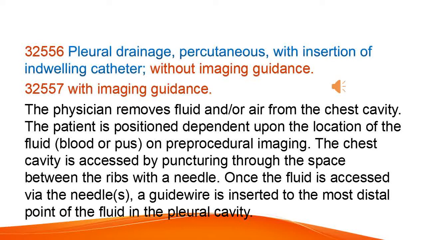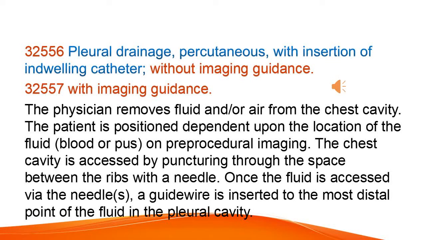Pleural drainage, percutaneous, with insertion of indwelling catheter, without imaging guidance. With imaging guidance, the physician removes fluid and/or air from the chest cavity. The patient is positioned dependent upon the location of the fluid, blood or pus, on pre-procedural imaging. The chest cavity is accessed by puncturing through the space between the ribs with a needle.